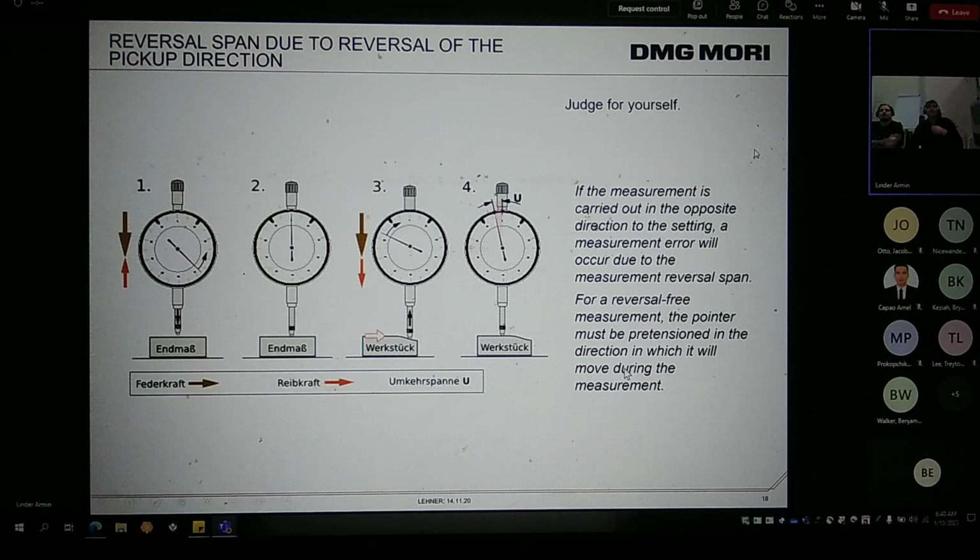So here we have: judge for yourself. If a measurement is carried out in the opposite direction to setting, a measurement error will occur. That's sometimes the reversal or the backlash or something else that the dial gauge has. So therefore you have to be sure, maybe you do a reversal or a counter measurement.